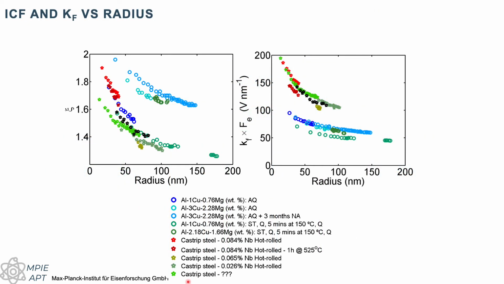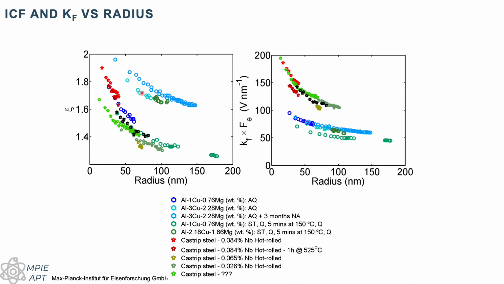We did this for a dozen specimens or analyses for different materials, so for some aluminum tips and some cast strip steel, so low alloyed high strength steels. You can see that effectively, as the radius keeps increasing, we get a drop in the ICF values and of the KF values, basically, because we fix Fe for iron here and for aluminium.